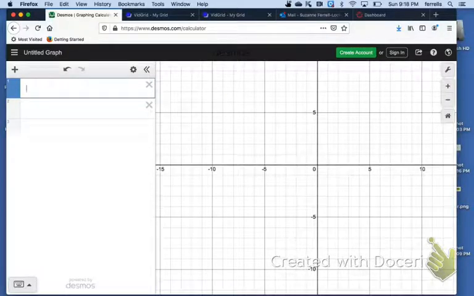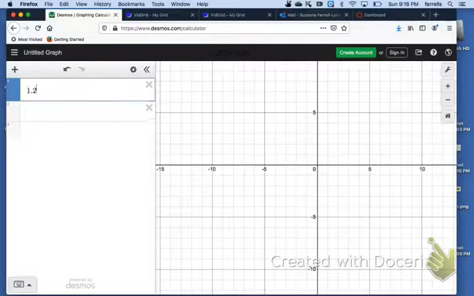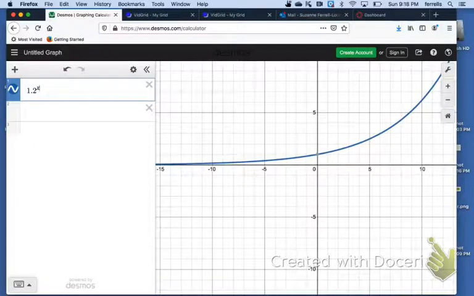Now, the very first graph it wants us to look at in our calculator is 1.2 to the x. So I'm going to type this in here, and there we go. Voila, we've got our first graph. We can see that it is increasing. It still has that same y-intercept of (0, 1). It also has a horizontal asymptote at y equals 0 still.